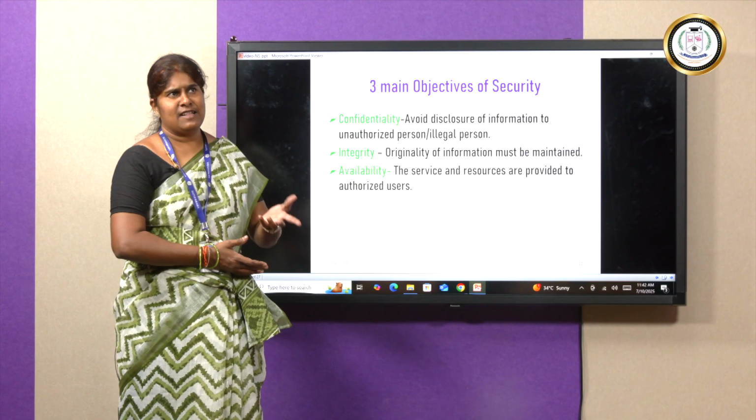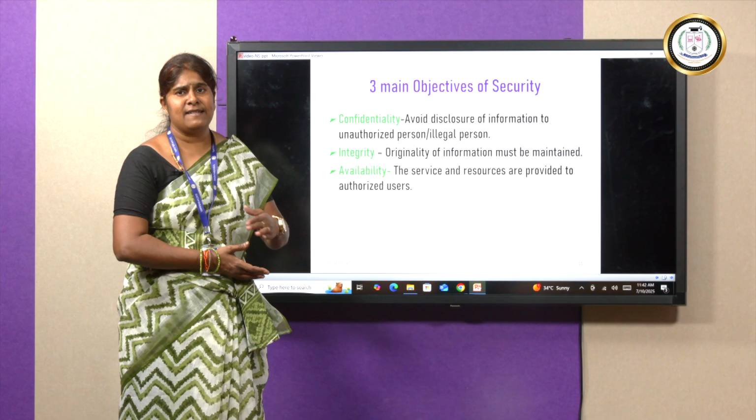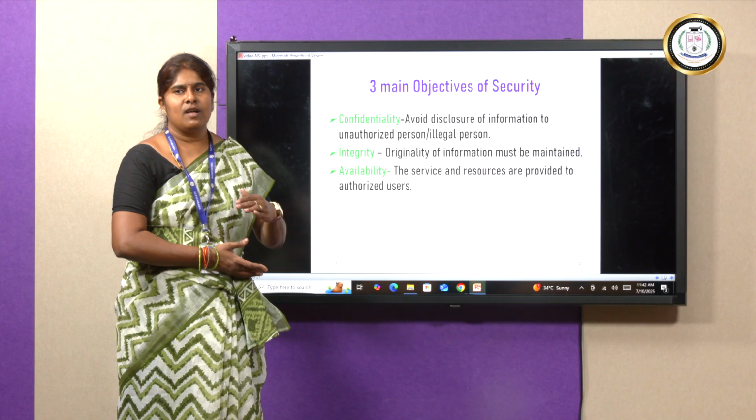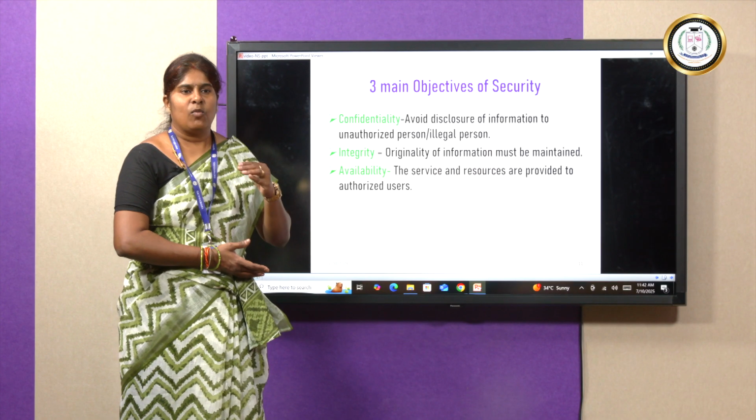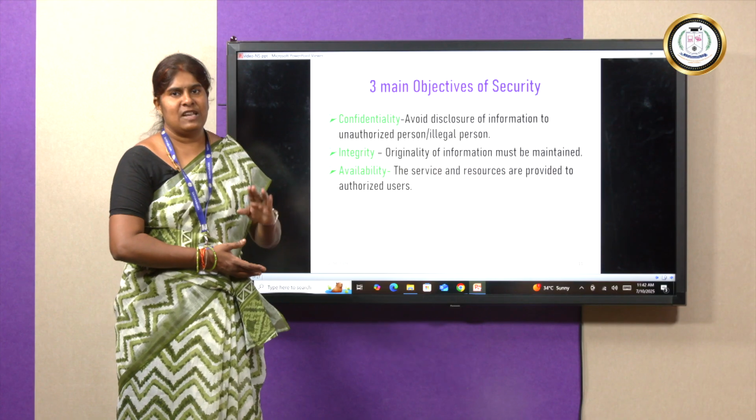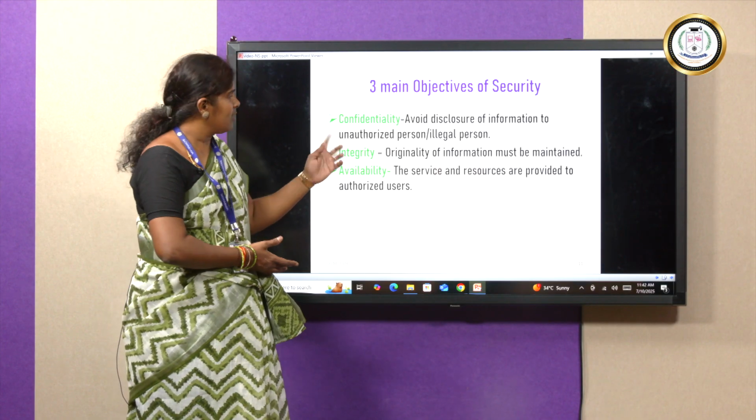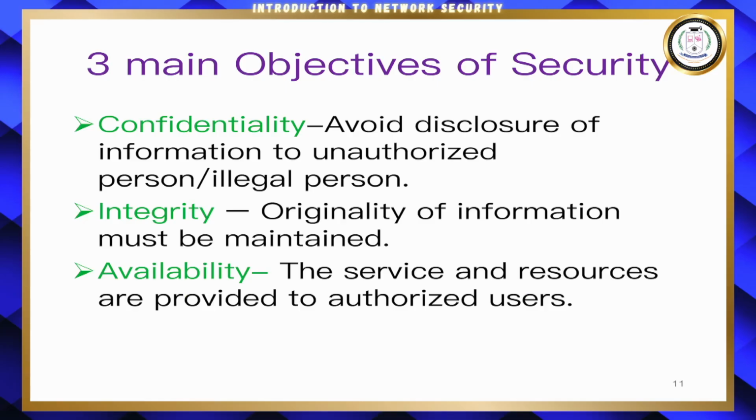So confidentiality is nothing but it is dealing about maintaining the secrecy of the information, how the information is maintained. Only the authorized person will be able to disclose the information. It is not revealed to unauthorized person. Integrity. So integrity is nothing but it is going to speak about originality. The originality of the information should be maintained.